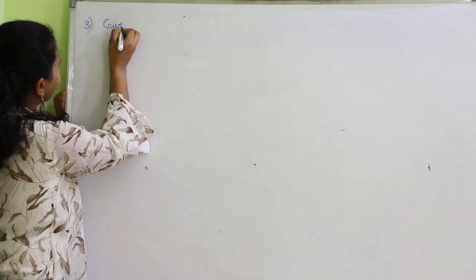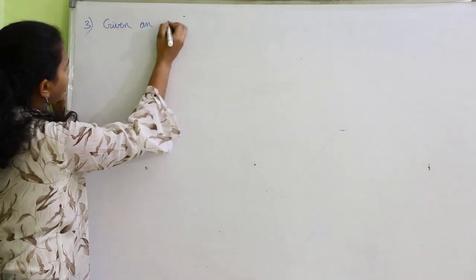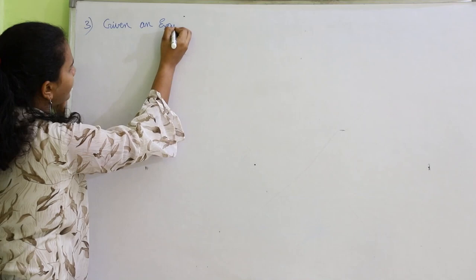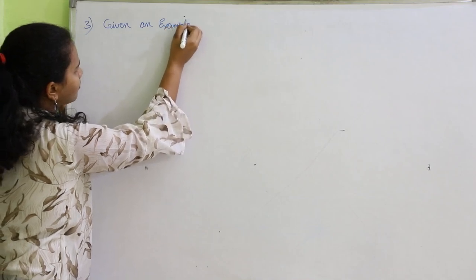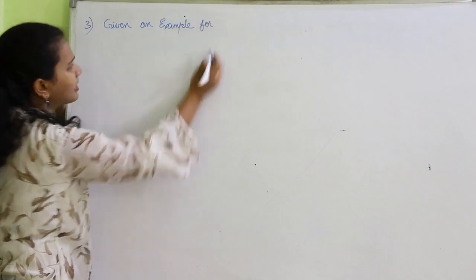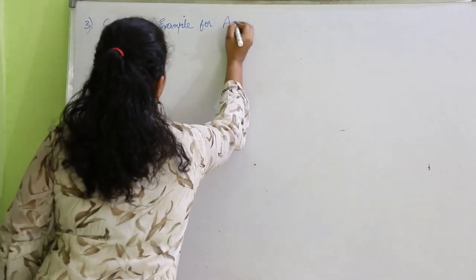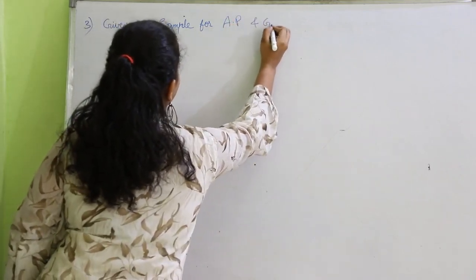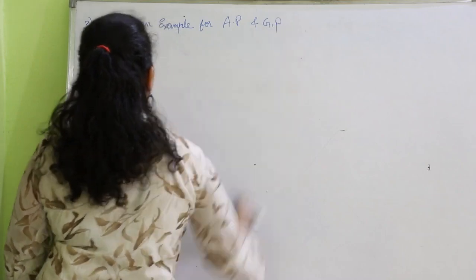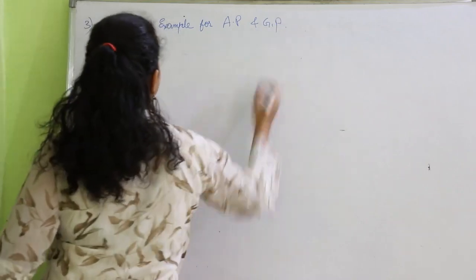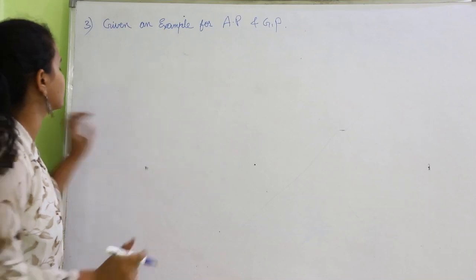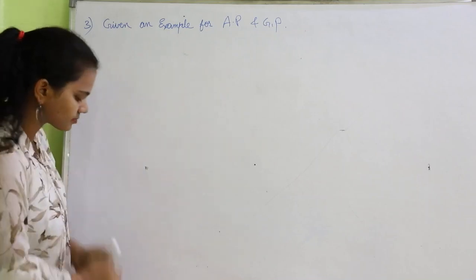Let us write down. Give an example for arithmetic progression. I'm writing AP and GP, guys. AP and GP mean arithmetic progression and geometric progression. Now here, solution.